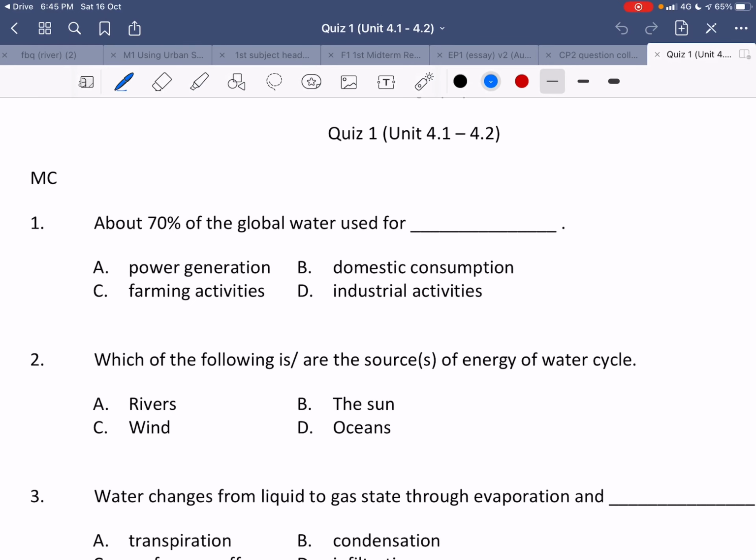Hello, I'd like to talk about quiz 1 and also quiz 2 with you, which is going to be quite important for your midterm test, so that you can familiarize yourself and prepare yourself to get ready for the midterm test.